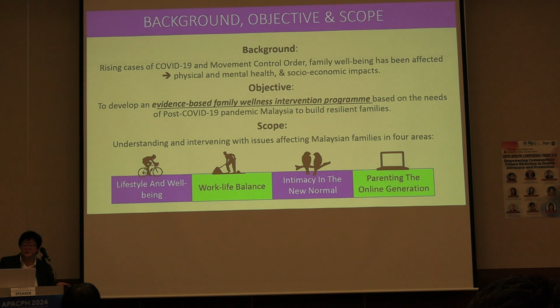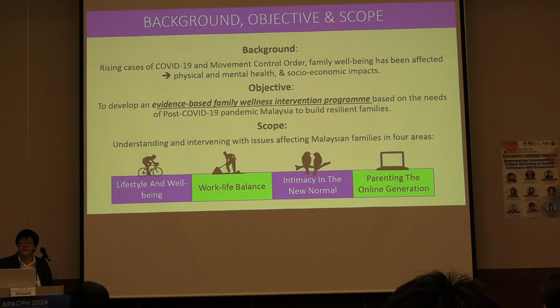And so basically, due to the movement control order, because of the pandemic, the family well-being is affected in terms of physical, mental, and socio-economic impact. And our objective is to come up with an evidence-based family wellness intervention project focusing on building resilience. And so the components we look at are lifestyle and well-being, work-life balance, intimacy in the new normal, and parenting the online generation. You may be wondering why we are focusing on these 4 components in our module. It's because we did a systematic review, and from that review and also from our qualitative research, these are the components that are voiced out by the community.